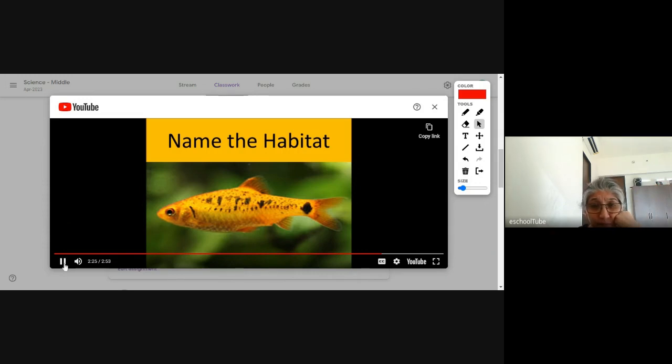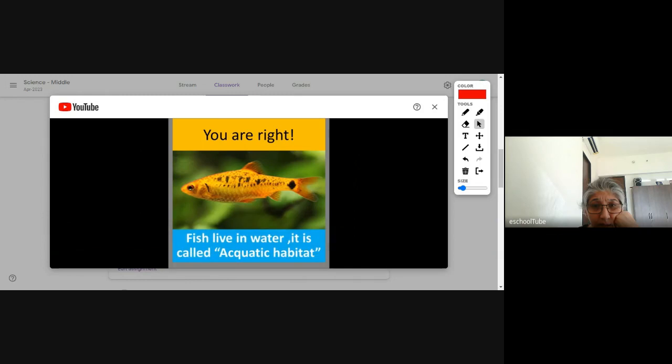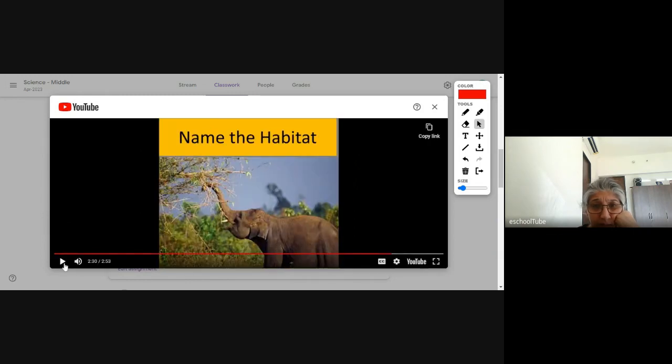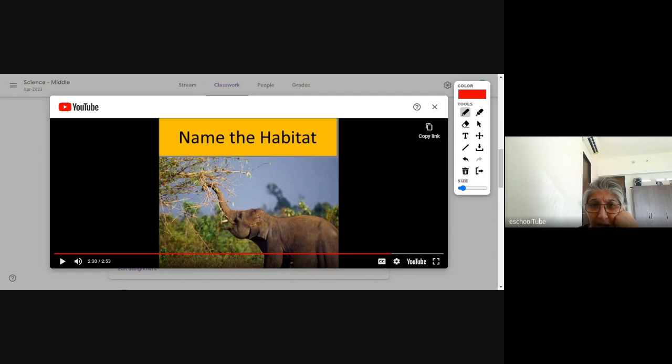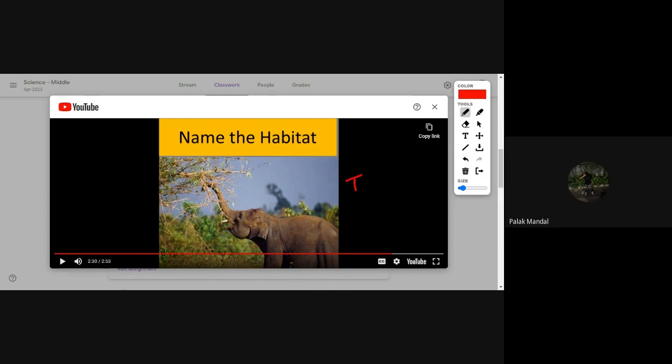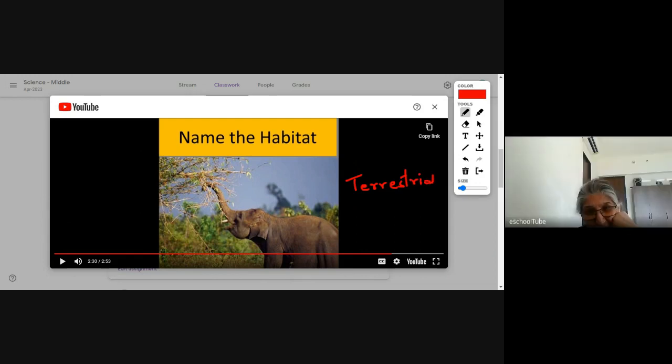Next. Come on. Whose turn is it? Palak. My turn. Name the habitat for this animal. Terrestrial. Spelling? T-E-R-R-E-S-T-R-I-A-L. Very good. Terrestrial. Very good. Next. Anjali.